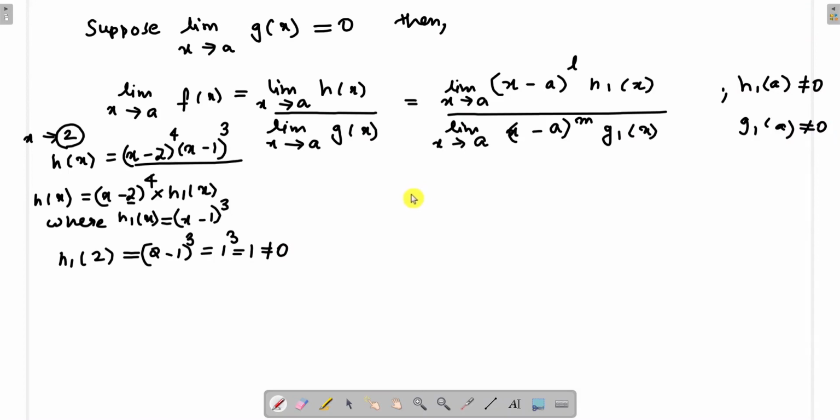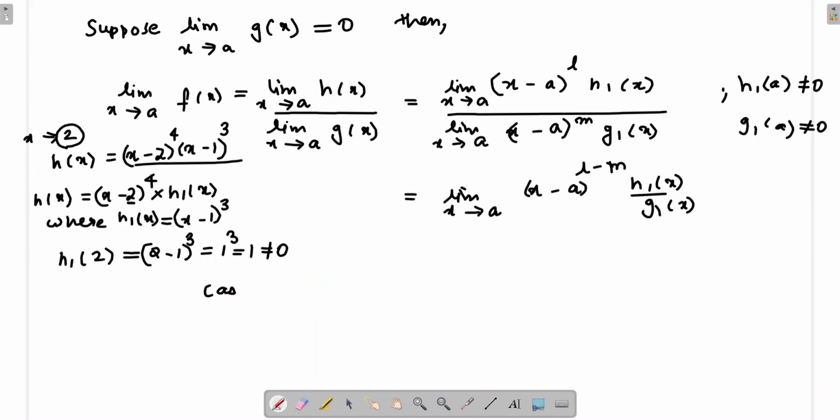Okay, now this we can write as limit x tends to a, because these are just splitting of limits, we can take that back again to a single limit, and we can write (x minus a) raised to l minus m, and then we have h1(x) by g1(x). Okay, now after this we have to look at two cases.